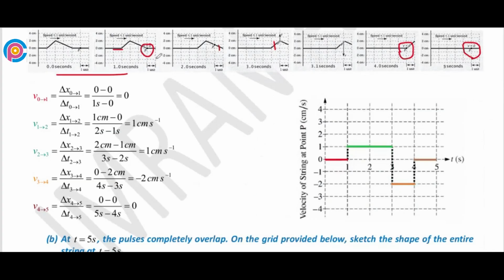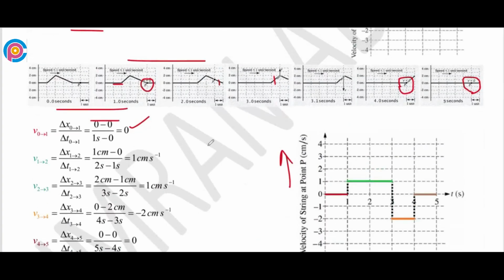From 0 to 1, there is no change in P, so displacement is 0 and velocity is 0. So we draw the velocity on the horizontal axis. As we move up, velocity would change, but here there is no change, so it is on the axis. What happened in the next second, 1 to 2? P moved one block up, so 1 centimeter up, divided by the time interval 2 minus 1. So velocity is 1 centimeter per second.